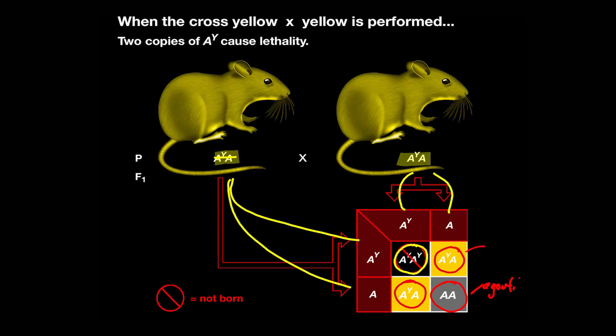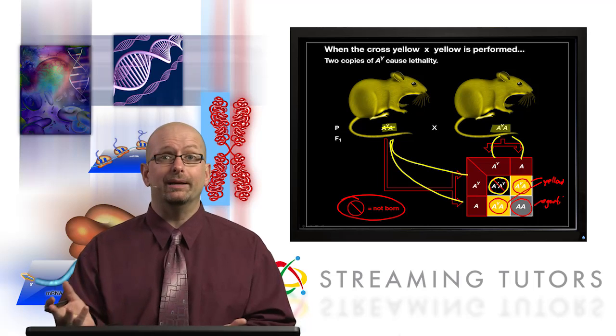As you can tell, this one and this one look yellow. And what's up with the other one? Well, it turns out this little cross through it means that these type of organisms, while they can be conceived, they die before they even implant.